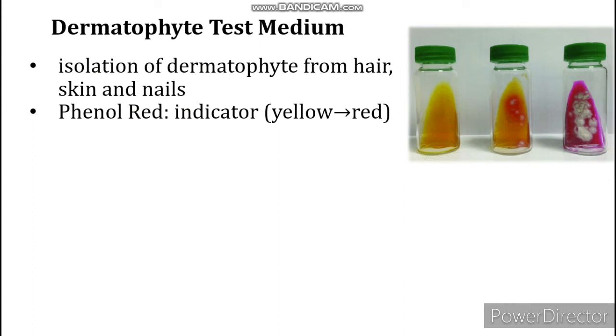Next, you also have your DTM, or your dermatophyte test medium. This is used for the isolation of dermatophytes from hair, skin, and nails. So, the indicator that it uses is phenol red, wherein the negative is yellow, and when it becomes positive, it becomes color red.